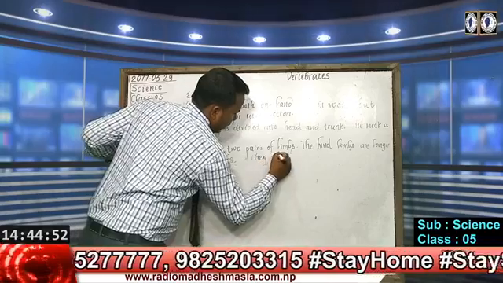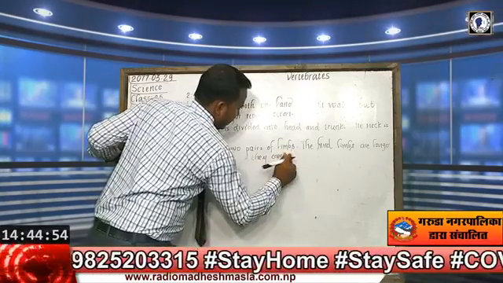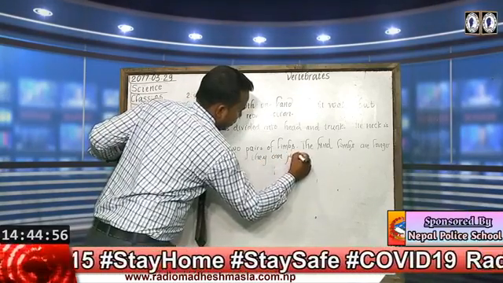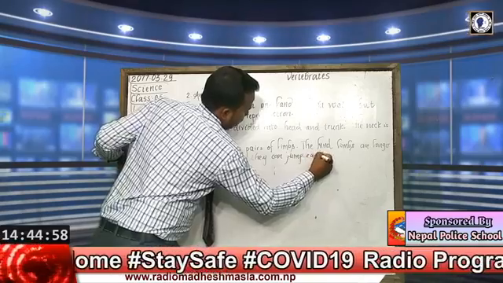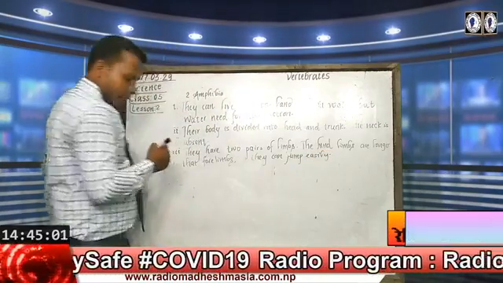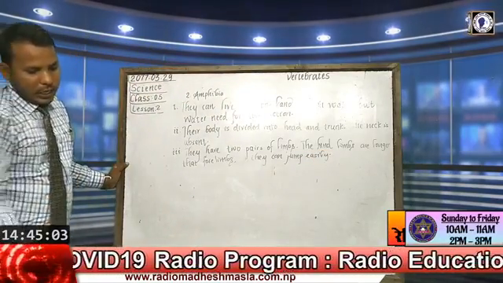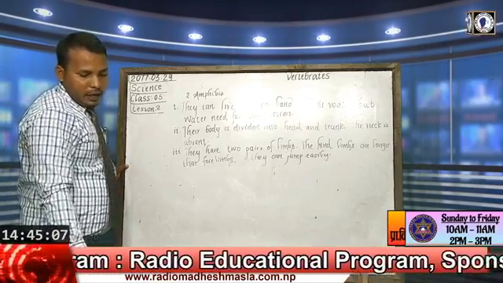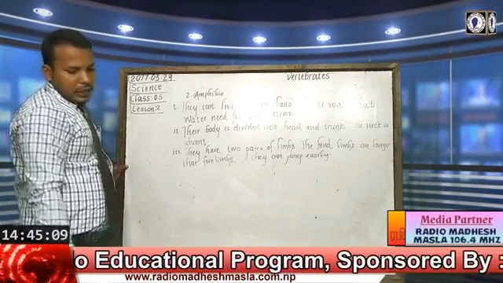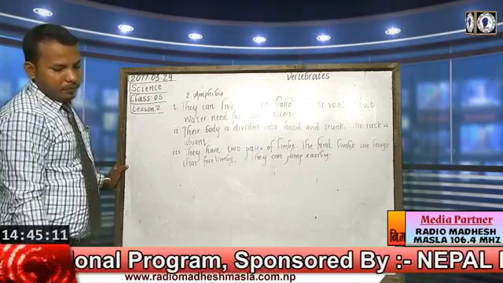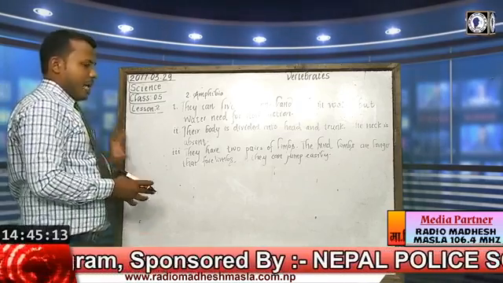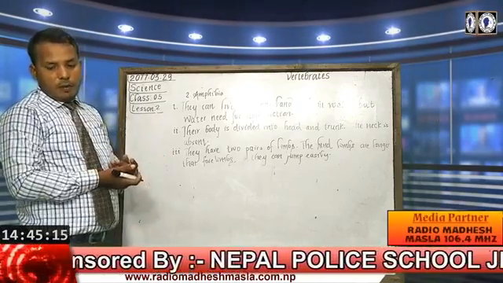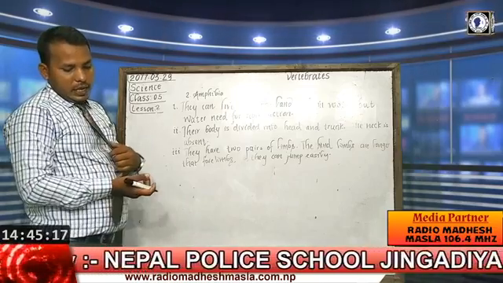They can jump easily. And the next one is, tail may be present in some. Some of the amphibians have a tail, but some have no tail.